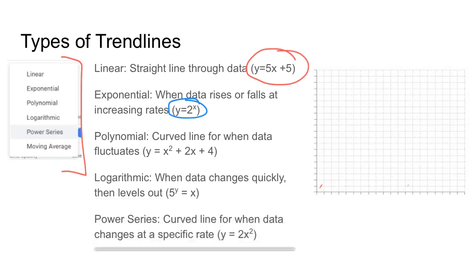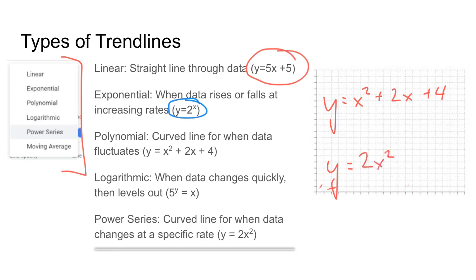And then the last one, which is very similar to a polynomial, is the power series. And this shows that when data changes at a specific rate, you can see that it is going to be a curved line. It's going to look something like this, probably not as steep as an exponential. But you can see the similarities between this and the polynomial. Polynomial is y equals x squared plus some type of x. Let's just say it's 2x plus 4. And a power series is y equals 2x squared.